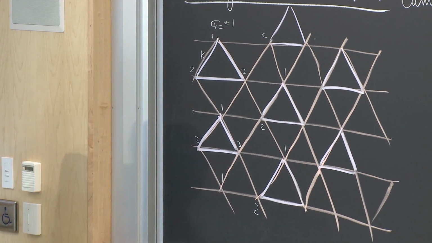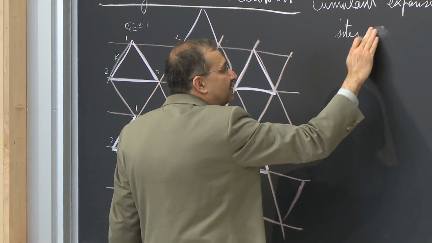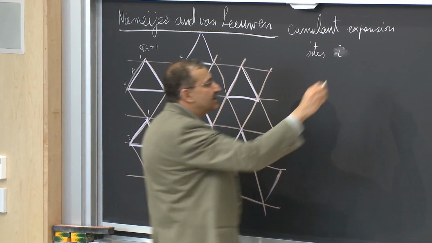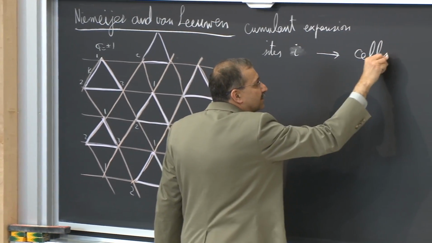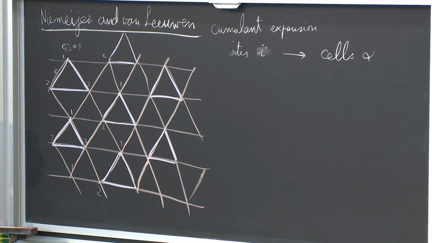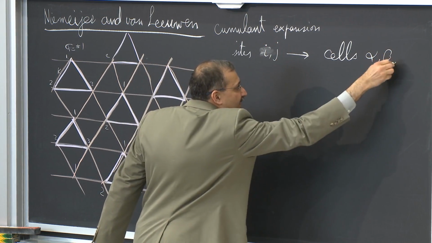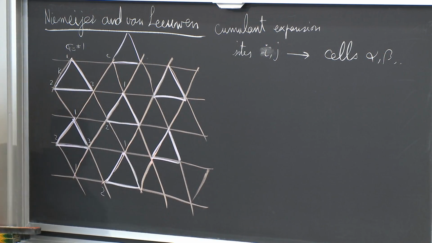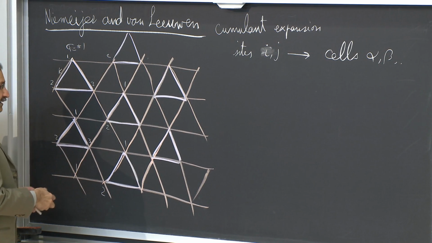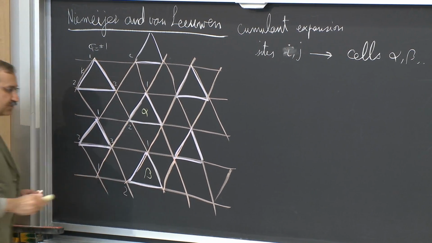So let's call the sites by label i, and let's give the cells a label that I will indicate by Greek indices. So sites I will indicate i, j, cells by Greek letters, alpha, beta, etc. So that, for example, we can regard this as cell alpha, this triangle as forming cell beta.